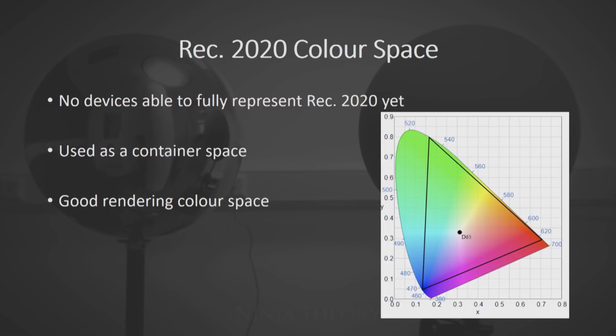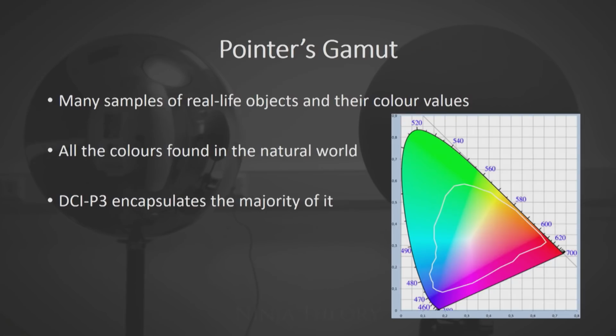But because it's a very, very wide gamut color space, it also ends up being really good for rendering. And I'll explain why in a couple of slides too. So going back to what Pointer's gamut is, this is different from the other color spaces. It's not just an RGB color model. It actually ends up being many, many samples of real life objects and their color values. So someone's gone off with a spectroradiometer, measured everything in nature, and figured out roughly where they lay, plotted on the graph. So all the natural colors that appear in the real world are encompassed by this gamut.